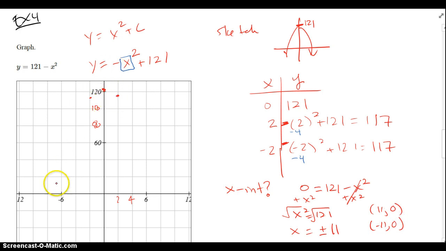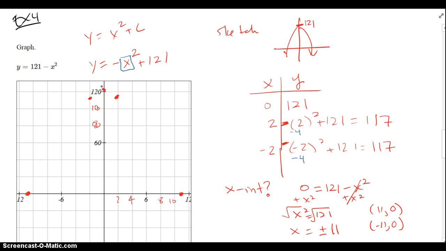Again, I chose to find the x-intercepts because I know it was opening down because of the negative, and eventually it's going to hit through the x-axis, so I might as well find the accurate points to plot. So my ordered pairs, 11, 0 on the right, negative 11, 0 on the left, and then I got 117s way up there, and 121 for my vertex.